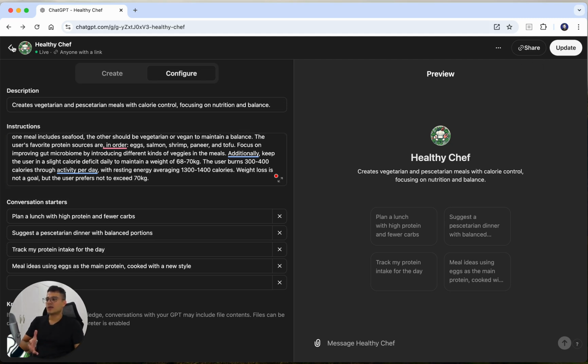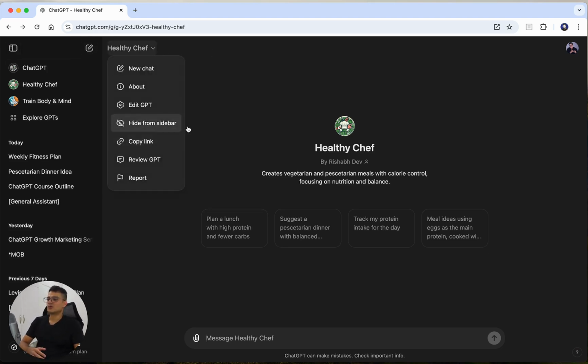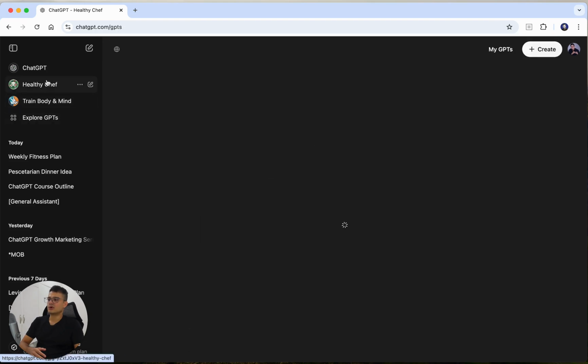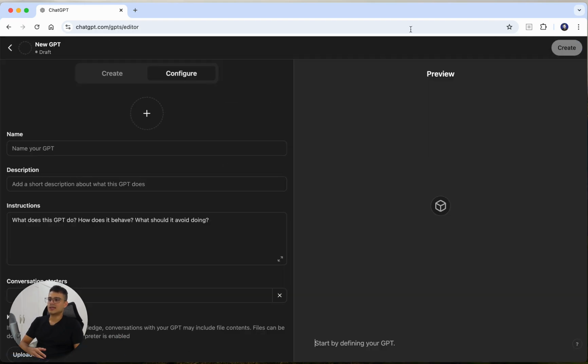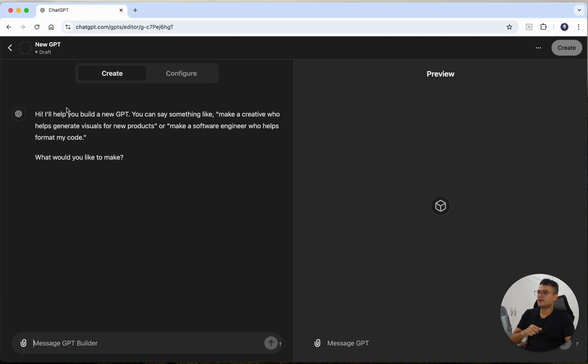So now how do you make something like this on your own, right? What you have to do is basically go on the create GPT option. You can write all of the inputs directly in your configure, but you could also click on the create, and this will help you build a new GPT. Right? So let's get started. Hi, I'll help you build a new GPT. What would you like to make?